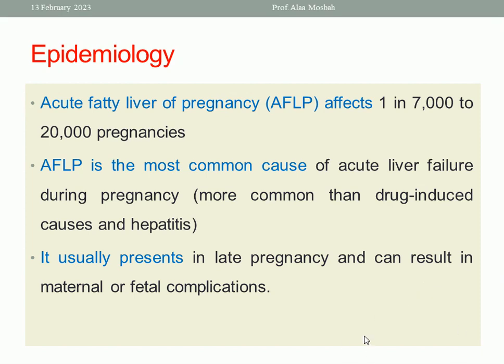So, what else in epidemiology? When it occurs during pregnancy, usually in the third trimester, in late pregnancy, between 30 to 38 weeks gestational age. So, it is a disease or complication that happens in the third trimester of pregnancy.